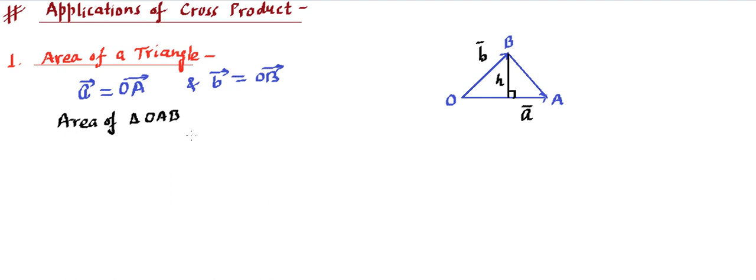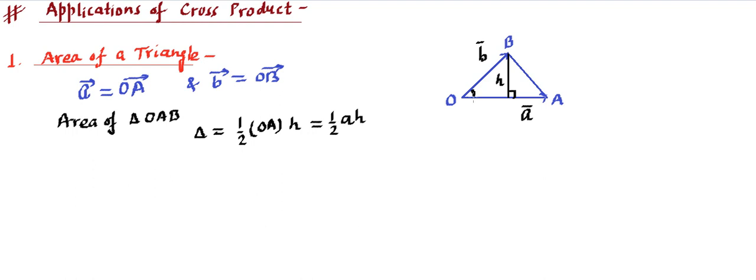So let's say we indicate this area by the symbol delta. So this area is going to be half base OA into height h that I have written over there. Now OA is the magnitude of vector A, so it's going to be half A into h. Now what will be given to us? The position vectors A and B will be given to us, so we will be rewriting this.